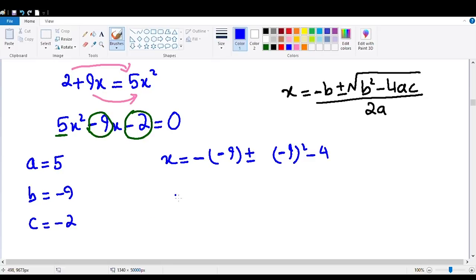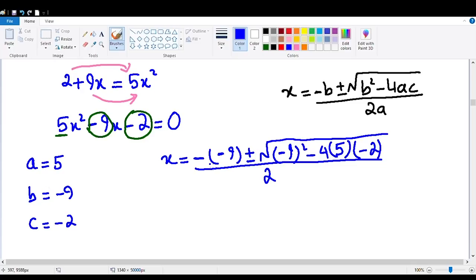A's value is 5. C's value is minus 2. So into minus 2 under root over 2, and A's value is 5, so 2 into 5.